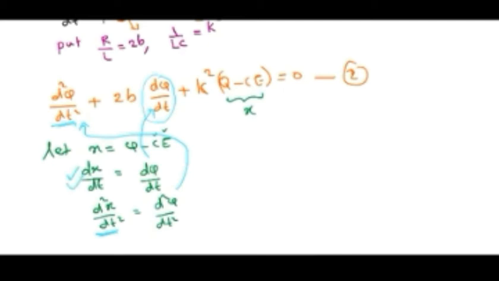Then this equation 2 becomes d square x by dt square plus 2b dx by dt plus k square x is equal to 0. This is equation number 3.